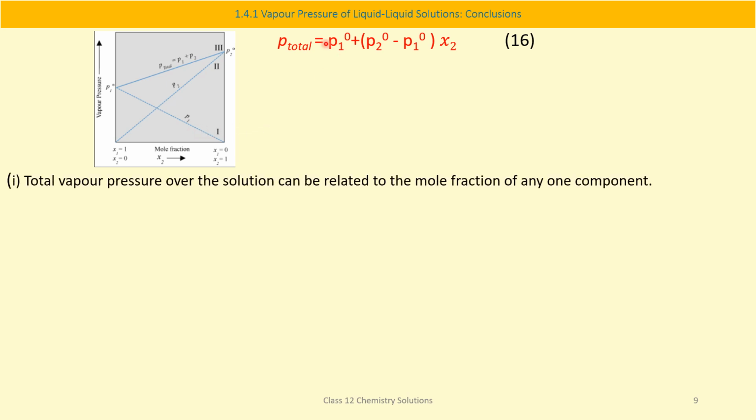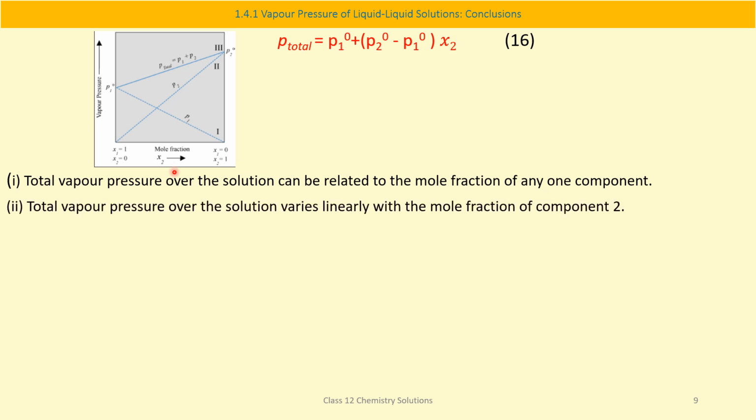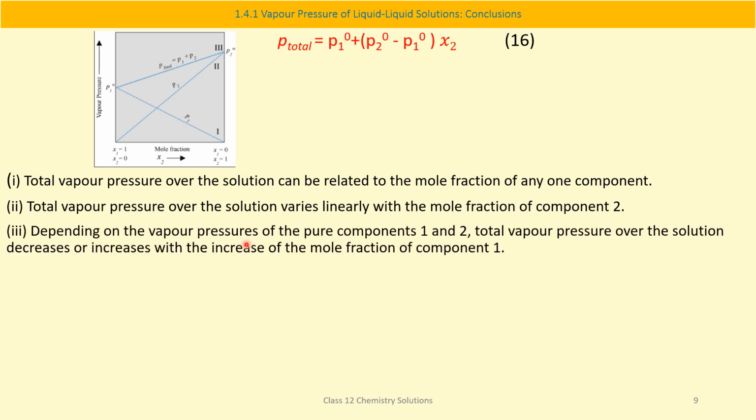Let us summarize our conclusions. The total vapor pressure over the solution can be related to the mole fraction of any one component, so x can be either x2 of the second component or even x1 of the first component. The total vapor pressure over the solution varies linearly with the mole fraction of the component. Depending on the vapor pressures of pure components 1 and 2, the total vapor pressure over the solution decreases or increases with the increase of mole fraction of component 1.